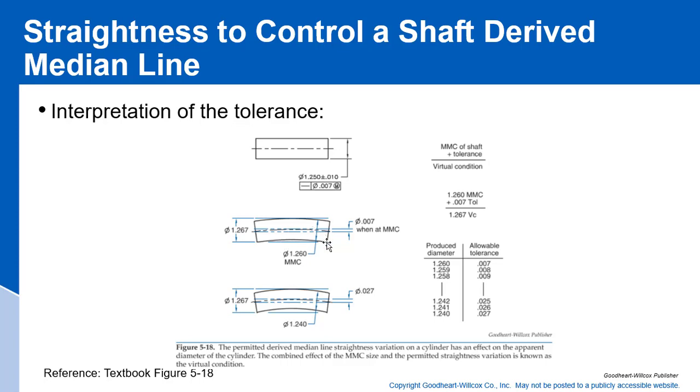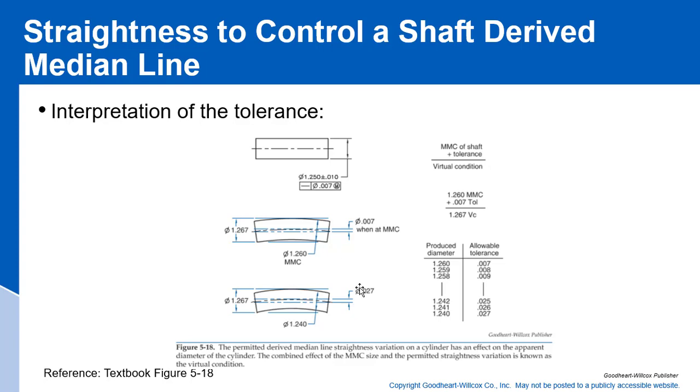And then our part has to fit in there at MMC with 7 thousandths form tolerance here. And it applies to the median line, and it's a diametrical shaped tolerance zone. So what does that mean? Well, that means when I'm producing my part at its maximum material condition, that's the biggest shaft, I have 7 thousandths tolerance to work with.